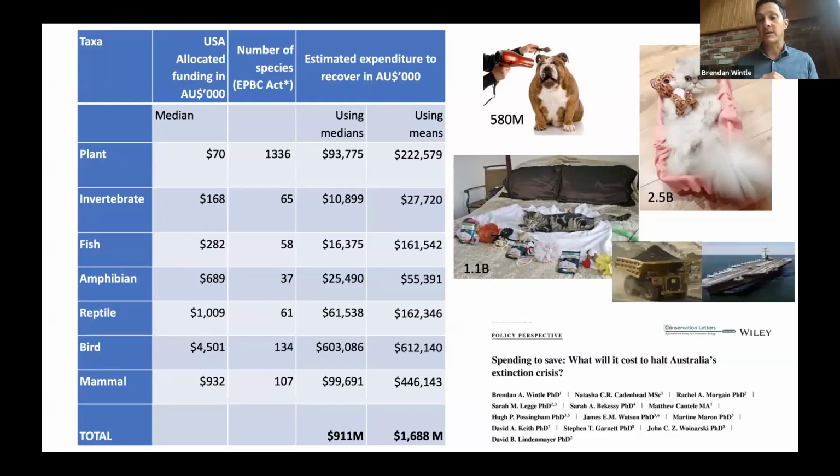There's other things we spend money on. We give tax breaks to coal mining companies at about the rate of what we need to spend to conserve all of our threatened species. And I won't even go into the aircraft carrier there. But clearly, as a nation, we can afford to spend the money.